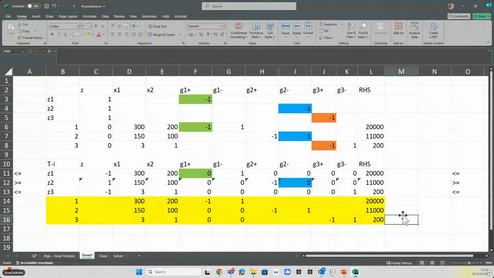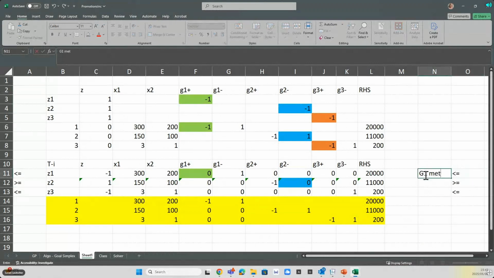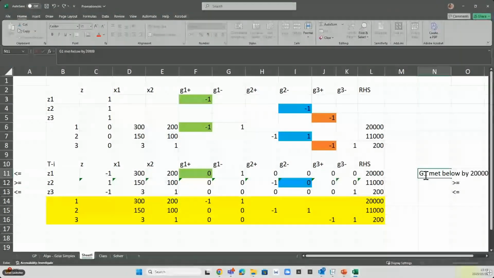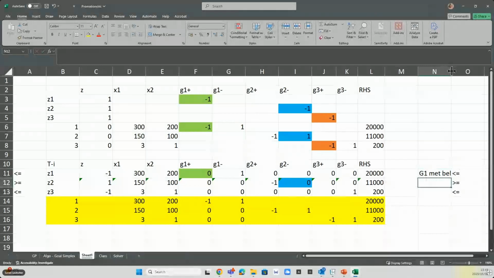Okay, so goal 1 is met. You got that? Why? Because it's supposed to be less than or equal to. So if it's below, I smile. Okay, so you make a note for yourself: G1 met by, or we can say below by 20,000. It's below by the full amount because we haven't done anything yet. Okay, does that make sense?